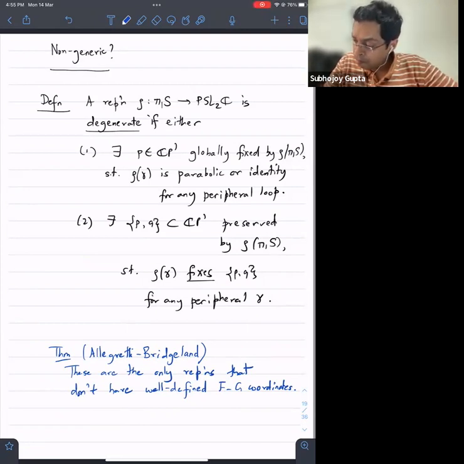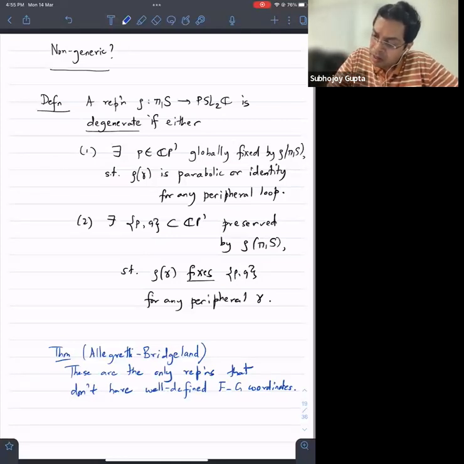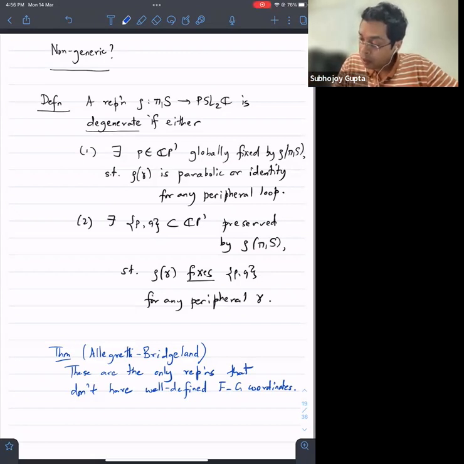So, here's a definition. Let me just mention that, because I've mentioned it here. This is work of Allegretti and Bridgeland, who came up with this notion of degenerate and non-degenerate, which means not degenerate. And it turns out that these degenerate representations that I've defined here, you can think of as some kind of analog of elementary representations for a closed surface group.